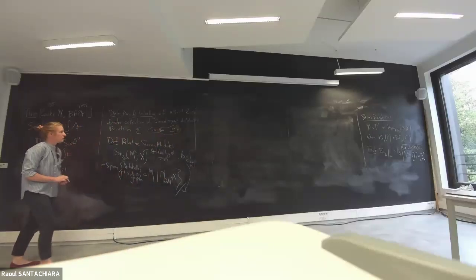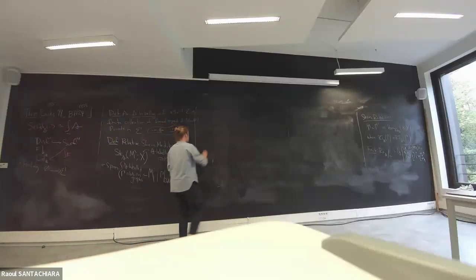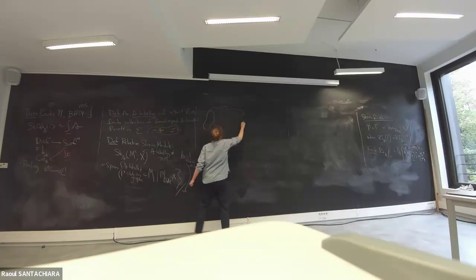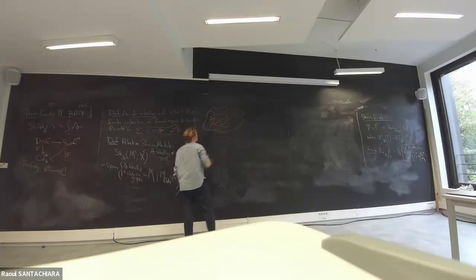And what are these local skein relations? Here's my picture. I have some surface, and my 3-manifold, and I'm looking at graphs embedded here. They can have coupons, they can interact with themselves like this, and it's all framed and oriented and labeled like so.